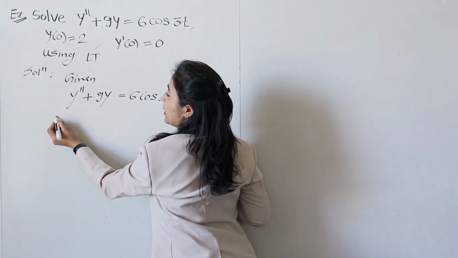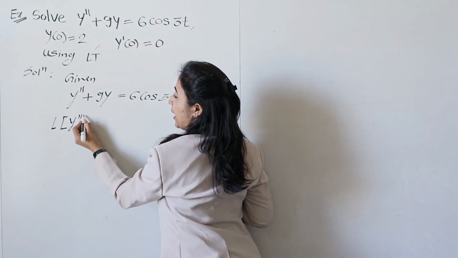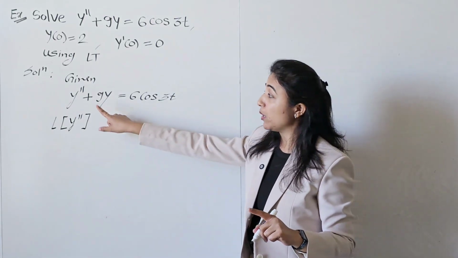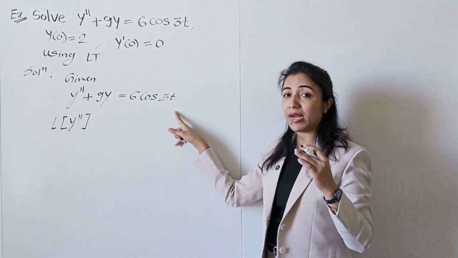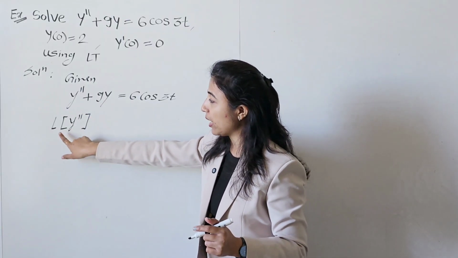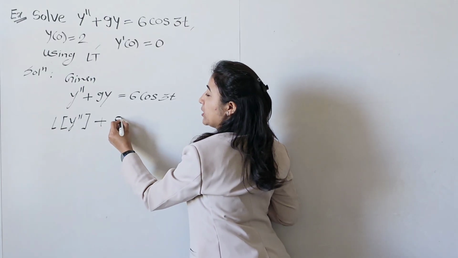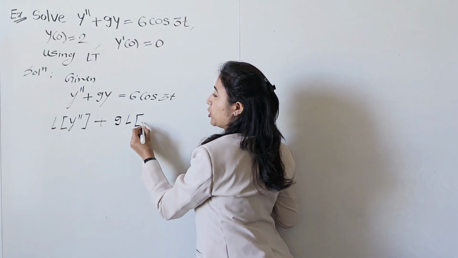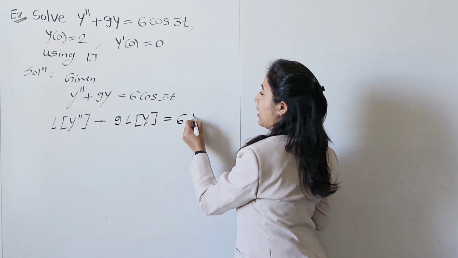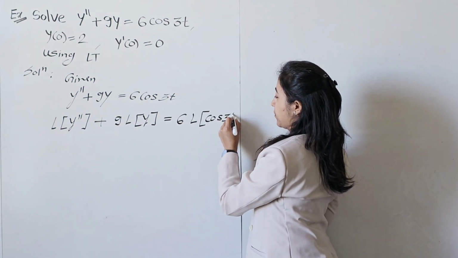When we apply the Laplace transformation, we apply it on both sides, and we know that Laplace satisfies the linearity property. That means term wise you can separate the Laplace and take the constant term outside. So the Laplace transformation of y double dash, plus 9, which is a constant, times the Laplace transformation of y, equal to 6, again a constant, times the Laplace of the function cos 3t.